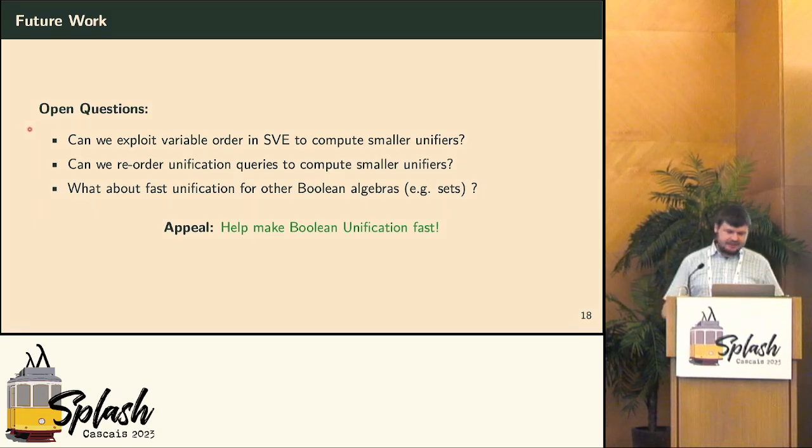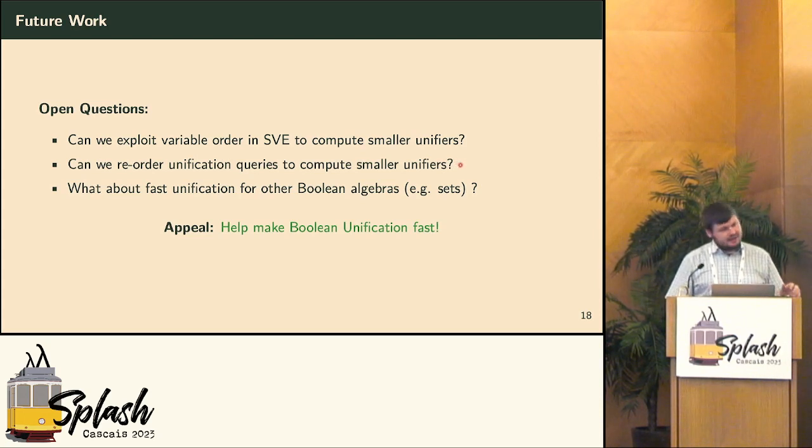So here at the end, a few questions that I invite everyone to consider is, could we maybe use different variable orderings in SVE to compute smaller unifiers? Without going into details, this is not about the BDD variable ordering, which is a well-known thing that's been studied. This is about the ordering that is used inside the Boolean unification algorithm. There's another ordering you can choose there, and it has a huge impact on performance, but it's impossible for me currently to predict which one is better.